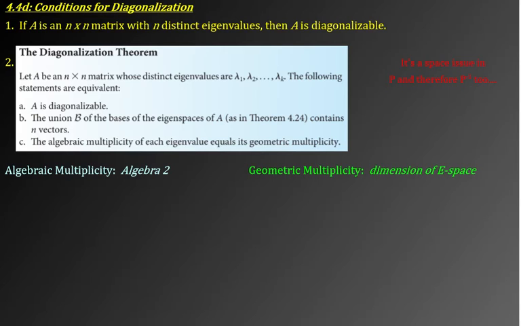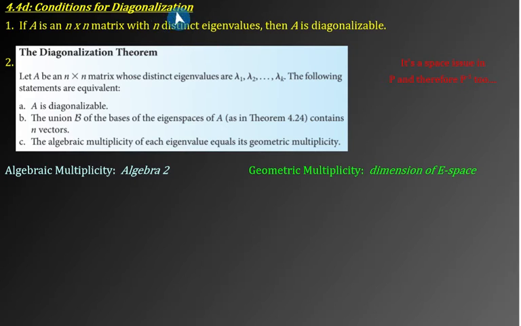All right, so what I really want to talk about today is conditions for diagonalization. We want to know when we can even do it. And one of these in particular is the one that I use the most, though all of these can be used. So if you have an n by n matrix with n distinct eigenvalues, then A is going to be diagonalizable.